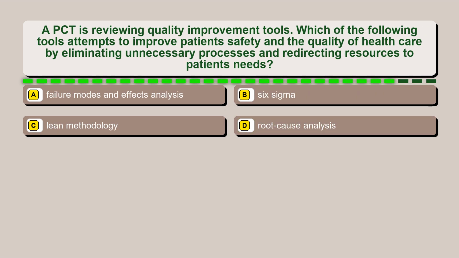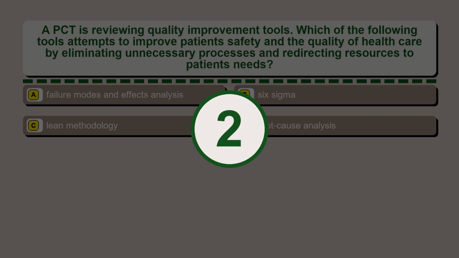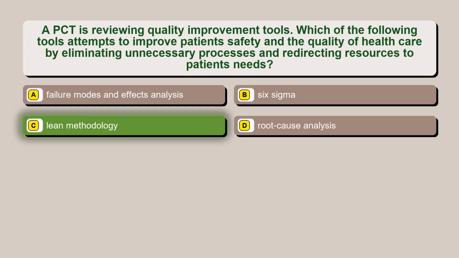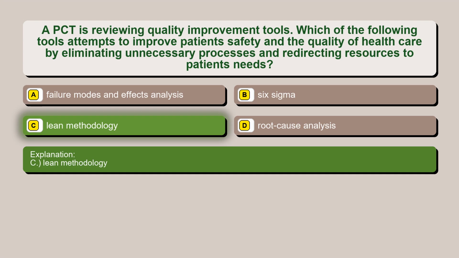Question 3. A PCT is reviewing quality improvement tools. Which of the following tools attempts to improve patient safety and the quality of health care by eliminating unnecessary processes and redirecting resources to patients' needs? Option A. Failure modes and effects analysis. Option B. Six Sigma. Option C. Lean methodology. Option D. Root cause analysis. The correct answer is option C. Lean methodology.